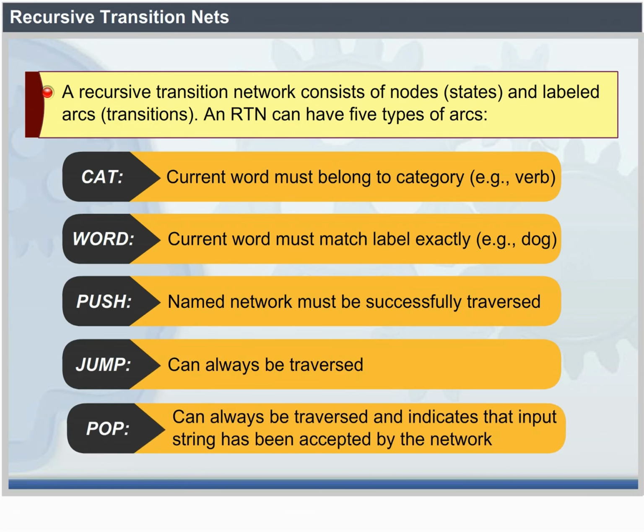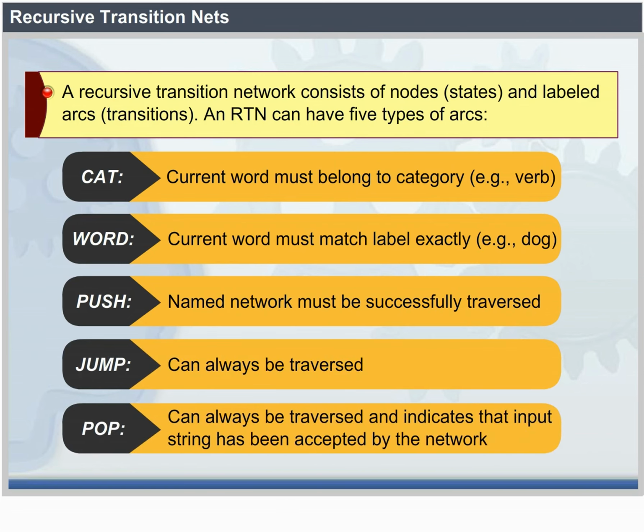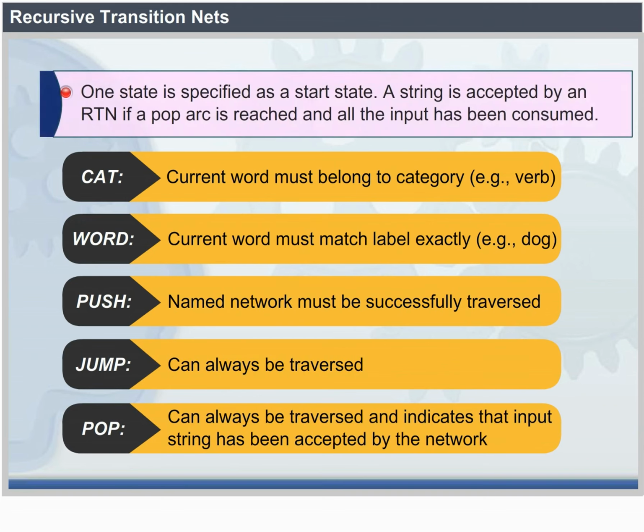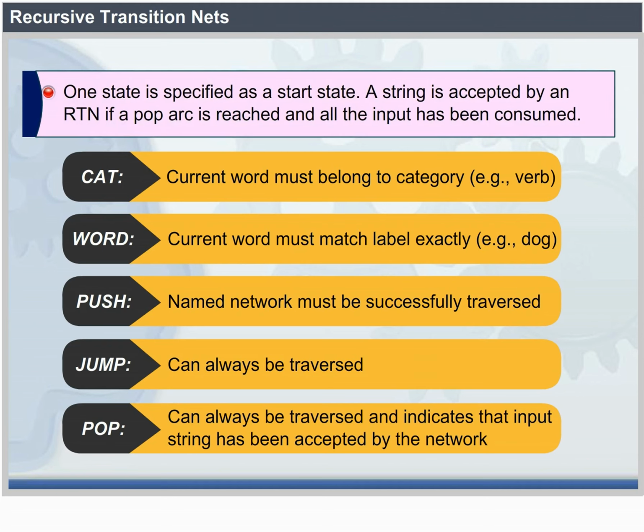Pop: can always be traversed and indicates that the input string has been accepted by the network. One state is specified as a start state. A string is accepted by an RTN if a pop arc is reached and all the input has been consumed.